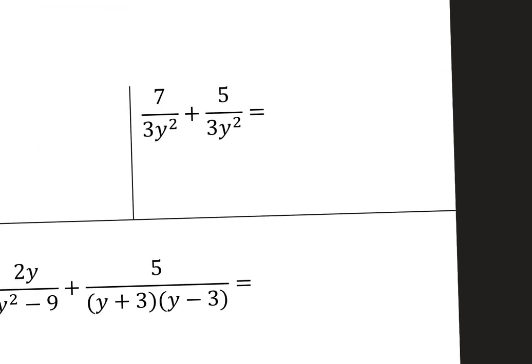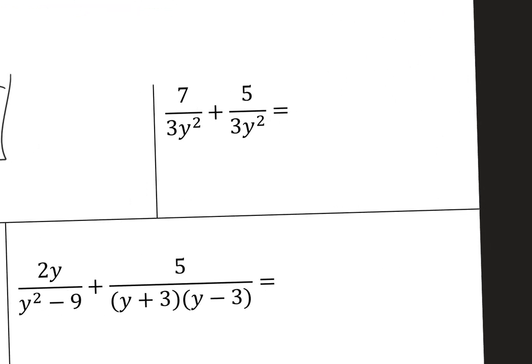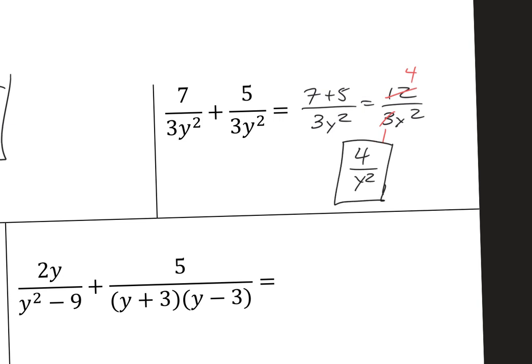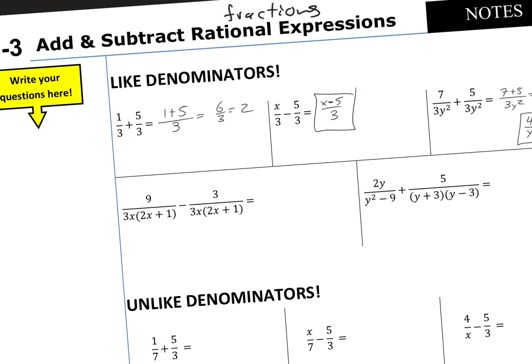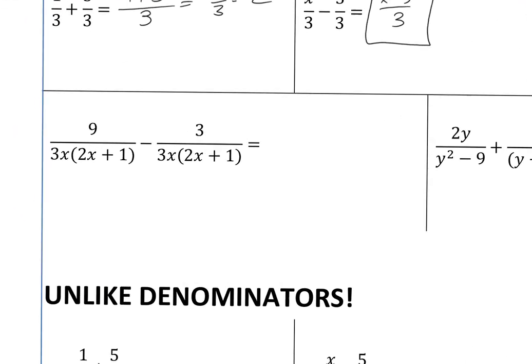All right, what about this? Again, we can just rewrite it as one denominator, since they're already common, as in 7 plus 5. 7 plus 5 is 12. And then from here, we can actually take out a 3 from each of these. If I take a 3 from 12, I get a 4. It gives me a 1. And so my final answer would be 4 over y squared. Boom. Okay, so that's if you have like denominators.